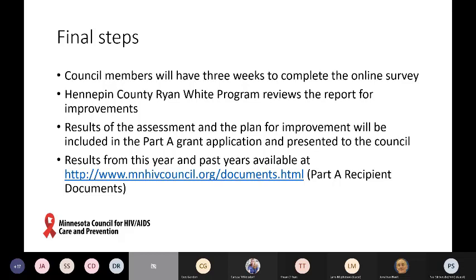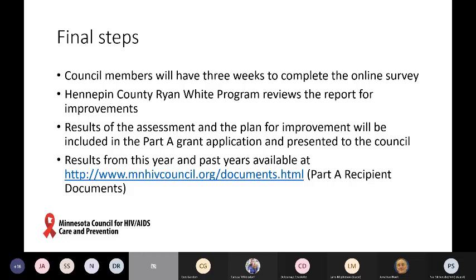Once we do have the report back from Internal Services, then council staff will put all of the final results into a document, which we provide to Part A, which is Hennepin County Ryan White Program, and they'll carefully look through all of the responses, especially the comments that are provided if there's anything that council members suggest for improvement. And then we will take all of that information and present it to the Needs Assessment and Evaluation Committee, as well as the council. It's also available on the council website for you to see when this process is complete for fiscal year 2020, but also for several years in the past, so you can look at what people have done in the past. And then all of this information is included in the Part A grant application as well.